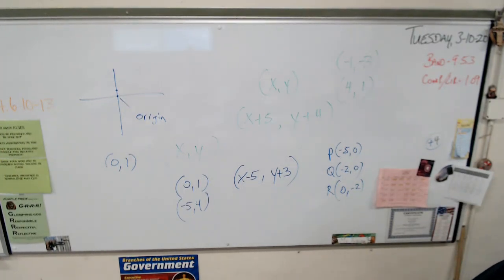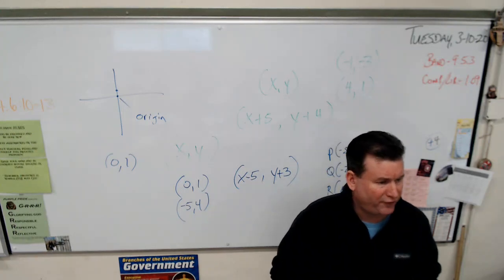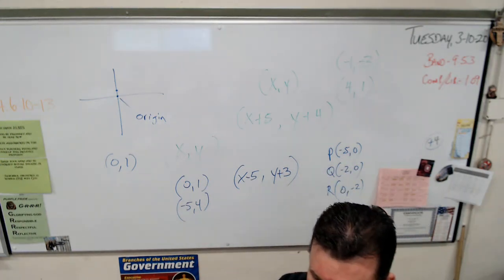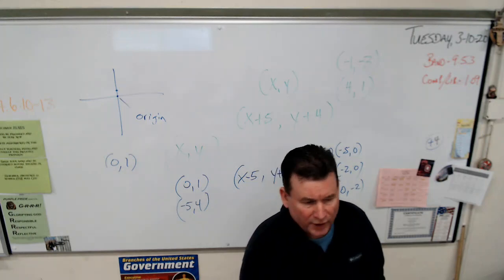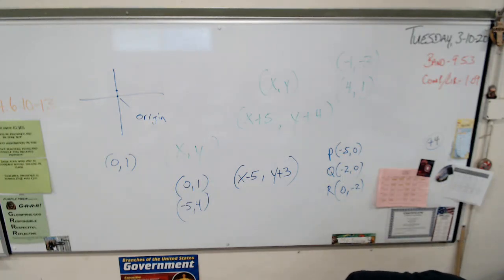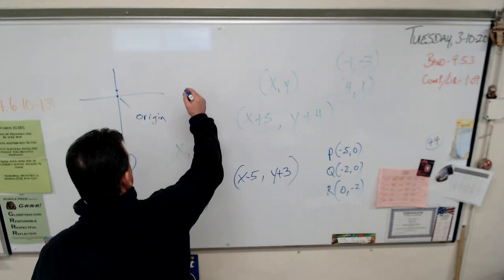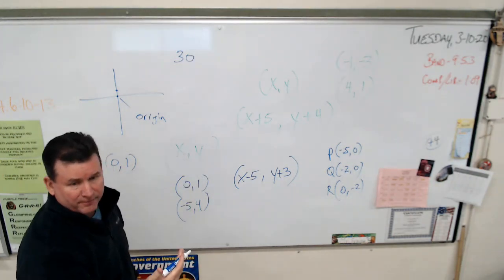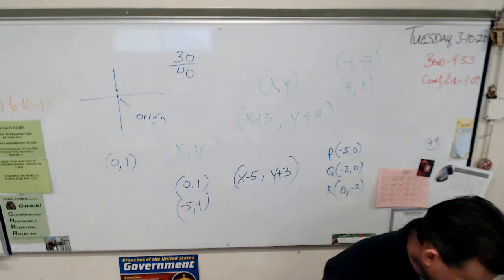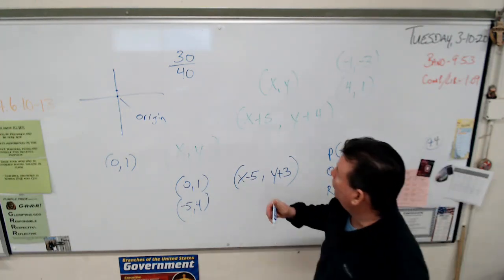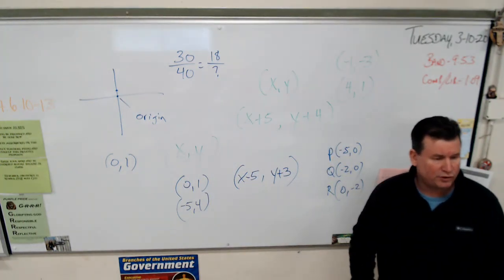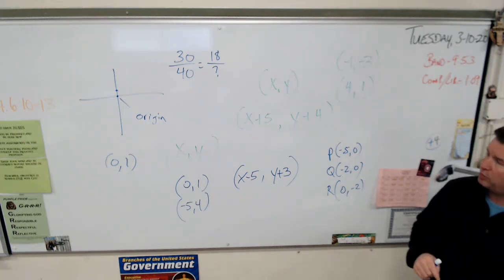Does anybody remember what that means? Proportional is a fancy way to say that they're equivalent fractions. What do I mean by that? If you look at the top portrait, it's a 30 by 40. The width is 30 and the length is 40. What's the bottom? 18 by 24. The width is 18. The length is 24. My question is, is that proportional?